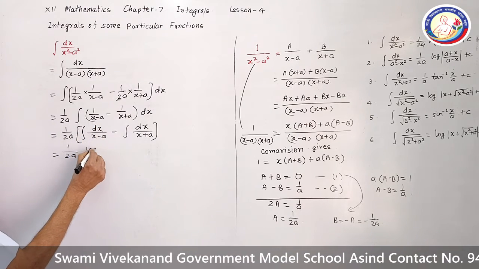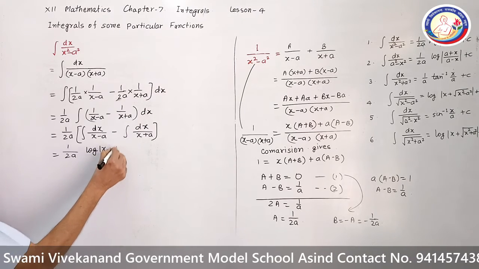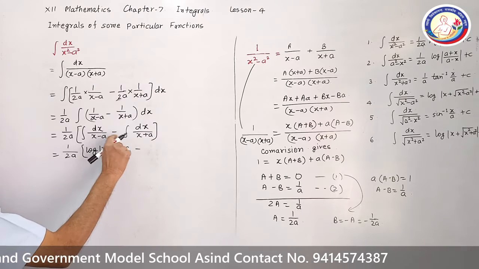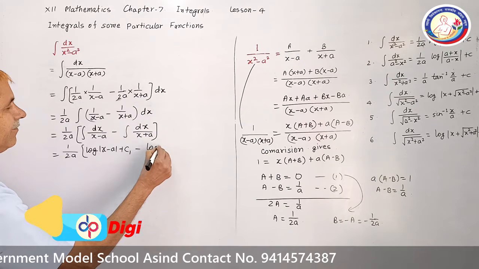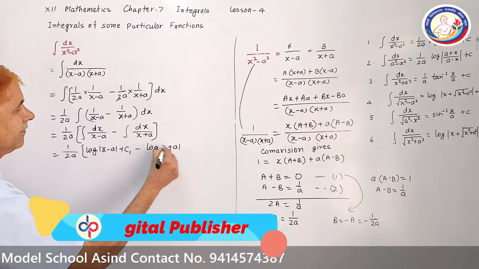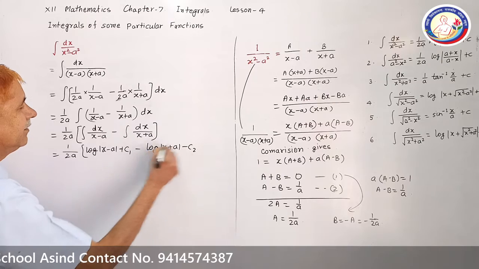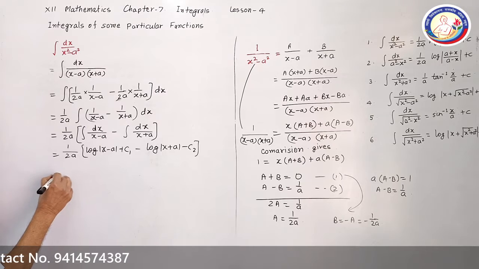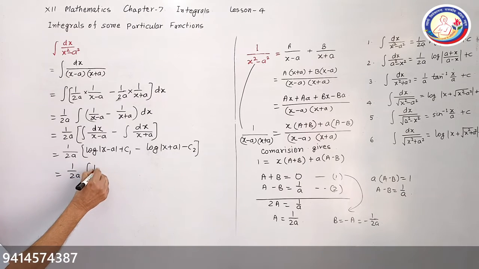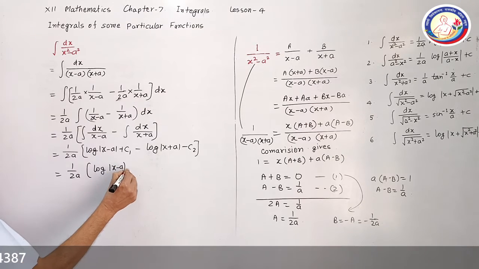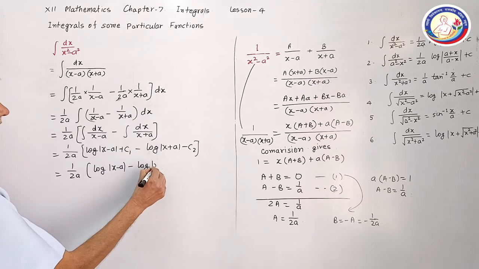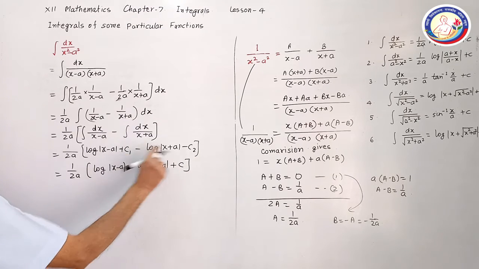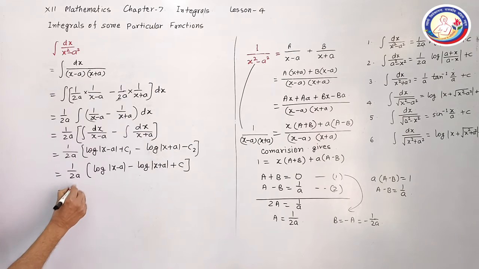Integral of this is log of absolute value of x minus a, plus say c1, and minus integral of this is log of x plus a and minus c2 say, if we write bracket here. Now it will be 1 upon 2a log of x minus a minus log of x plus a plus constant of integration c says. In place of c1 minus c2 I am writing c. It will be 1 upon 2a.